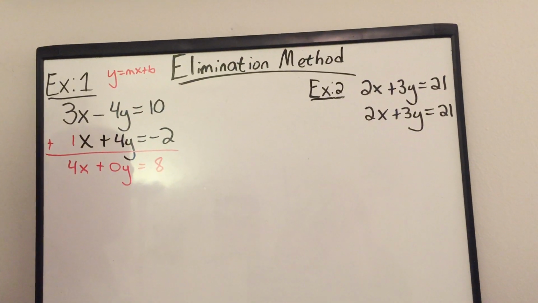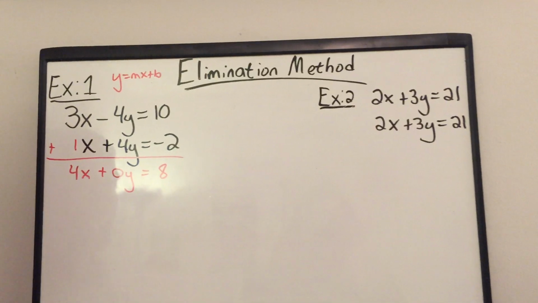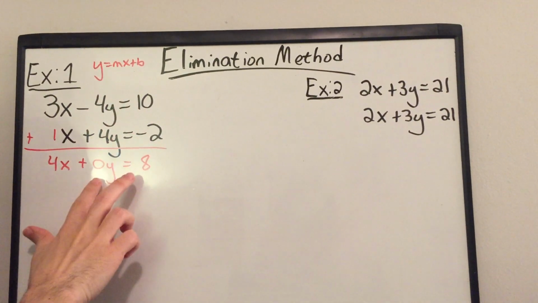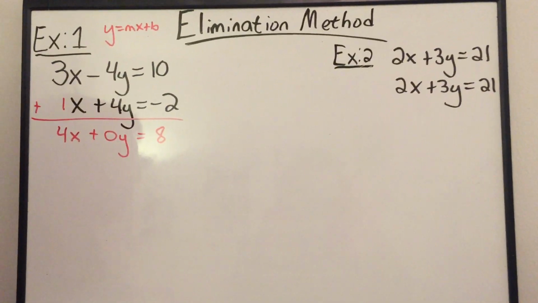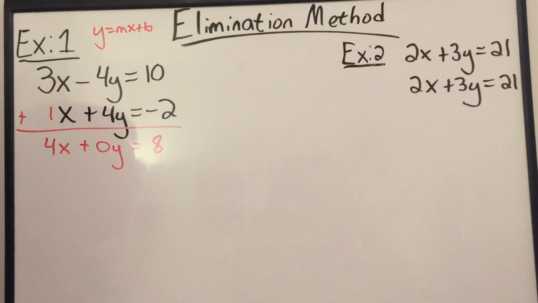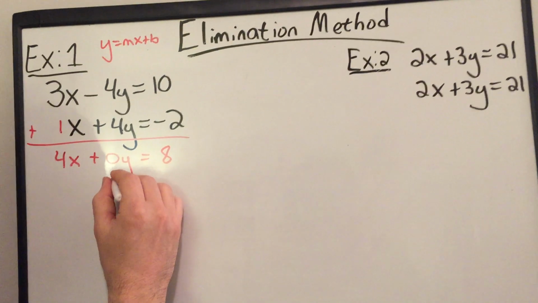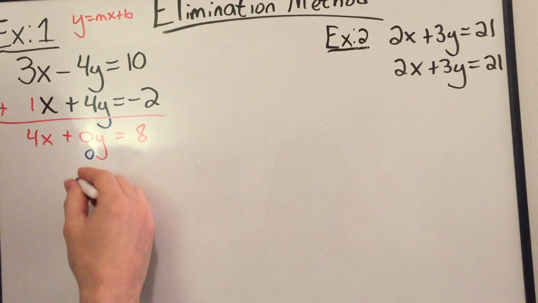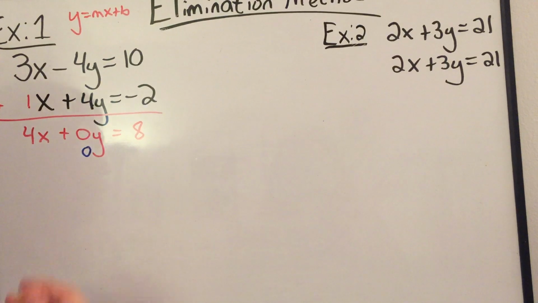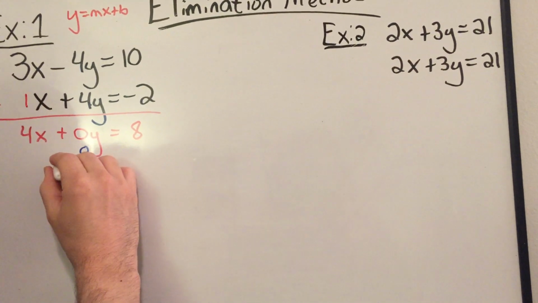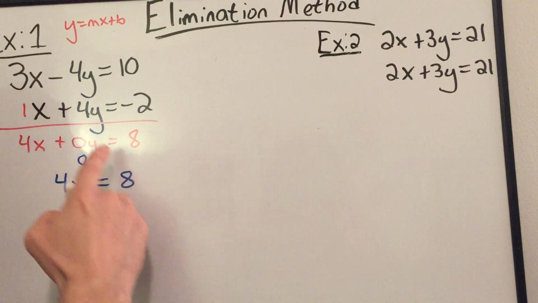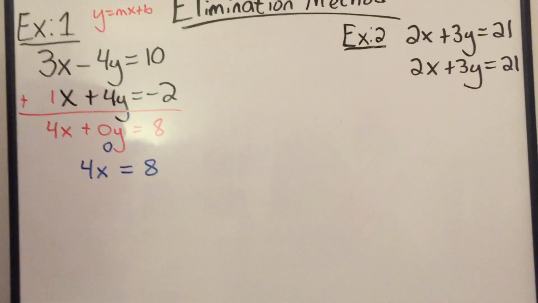Now some people might say, Mr. Brodeur, if it gets eliminated, why do you still have y there? Well, I wanted to show you that it becomes 0y, but most of us know, well, Mr. Brodeur, that's just 0 right there. So if that's just 0, because anything times 0 is 0, I don't necessarily have to write that because adding 0 is not going to change the value. So I'm going to do 4x equals 8 and forget about that 0y right there.